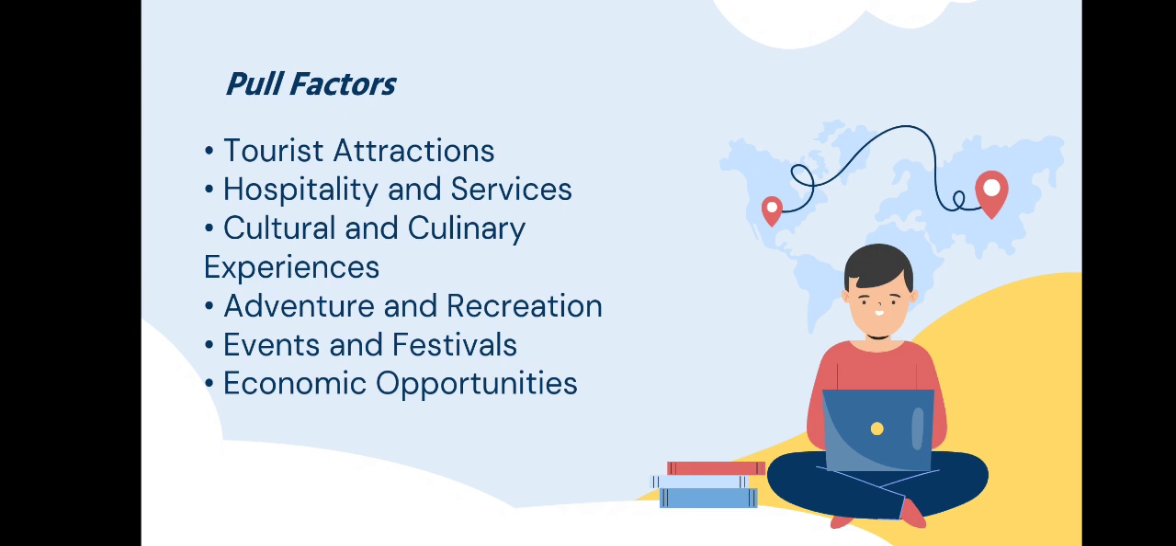Example: iconic landmarks and natural wonders. Landmarks like the Eiffel Tower in Paris or natural wonders like the Grand Canyon are significant pull factors that draw tourists to these iconic attractions due to their historical, architectural, or natural beauty.